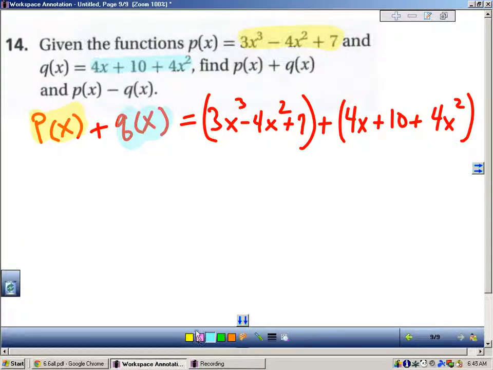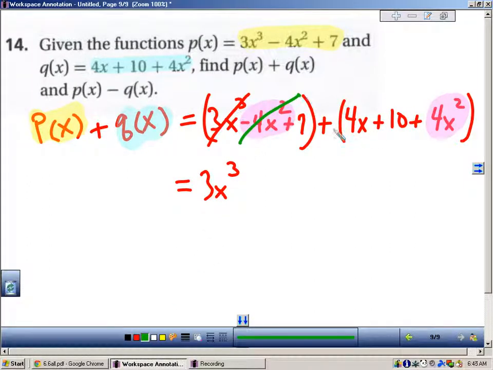So I'm going to look for my like terms so I can combine them. So the 3x to the third power is the only one. So I cross that off and bring it down and write this in standard form. The x squared term is here. Okay, now look, they're opposites of each other. So we can just, since we're adding them, we can cross those off and they go away.